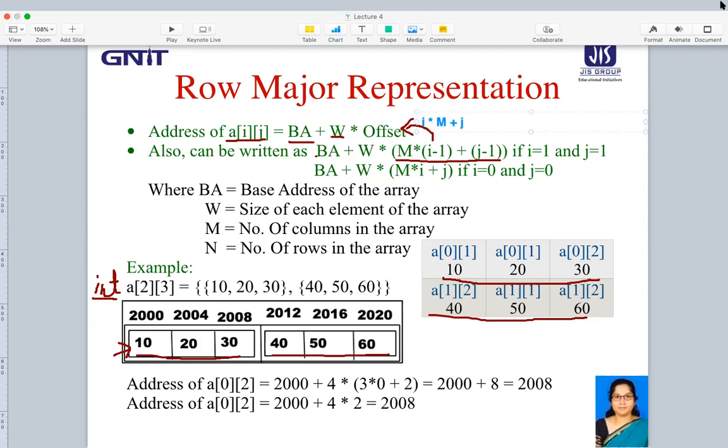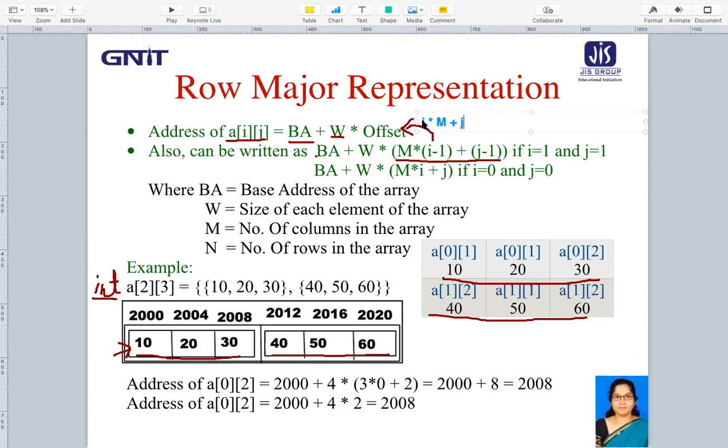So if I am considering the A[i][j] element, the offset will be first the row, that is i, into the number of columns, so the number of columns is m, plus the column, that is j. So you see these two formulas are basically equivalent, it is only expanded and written in this form. If i and j are starting from 1, then we use this formula. If it is starting from 0, we simply write i and j. So this is the formula for the offset.